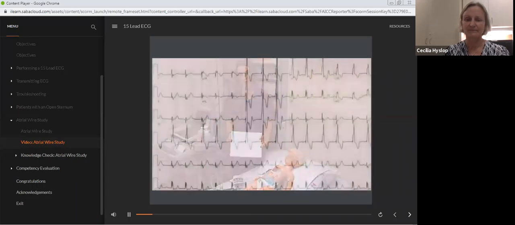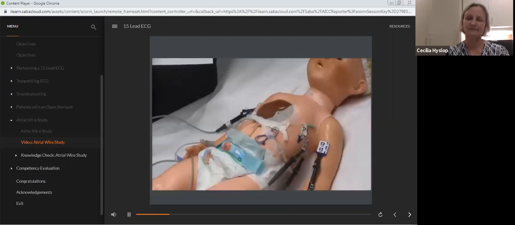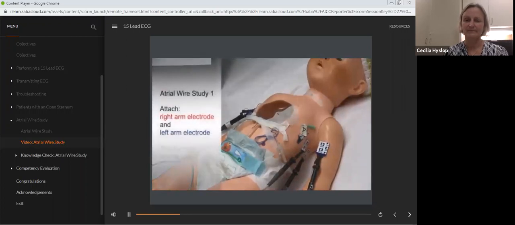You may be asked to perform an atrial wire study if the P waves are not visible on either the monitor or the ECG. We will be demonstrating 2 different ways of performing an atrial wire study. One, attaching the right arm and left arm electrodes, which forms a bipolar signal, or V1 and V5, which will show a unipolar signal.